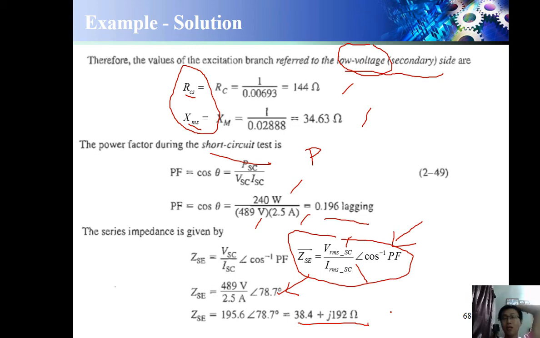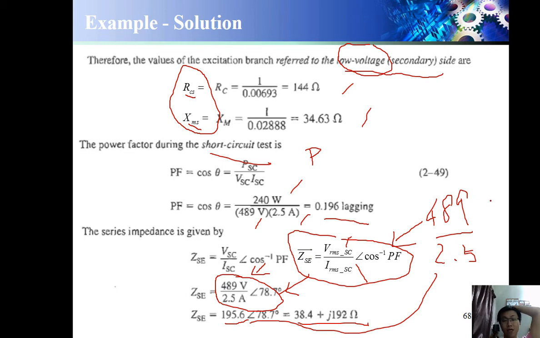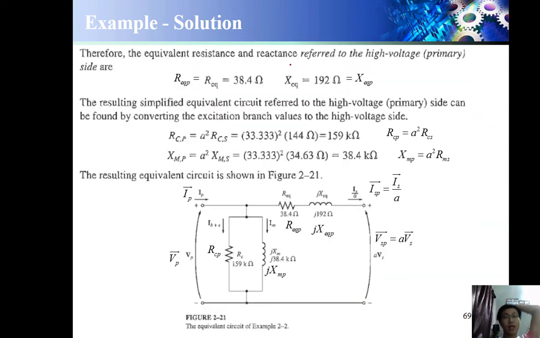One thing students like to make a mistake on is miscalculating this one. If you can, try to calculate this one first, which means you use your calculator, press 489 divide by 2.5 to get this value first, instead of directly putting in the angle. Okay, no angle. Then since it's referred to the high or primary side, this is R equivalent P and X equivalent P.